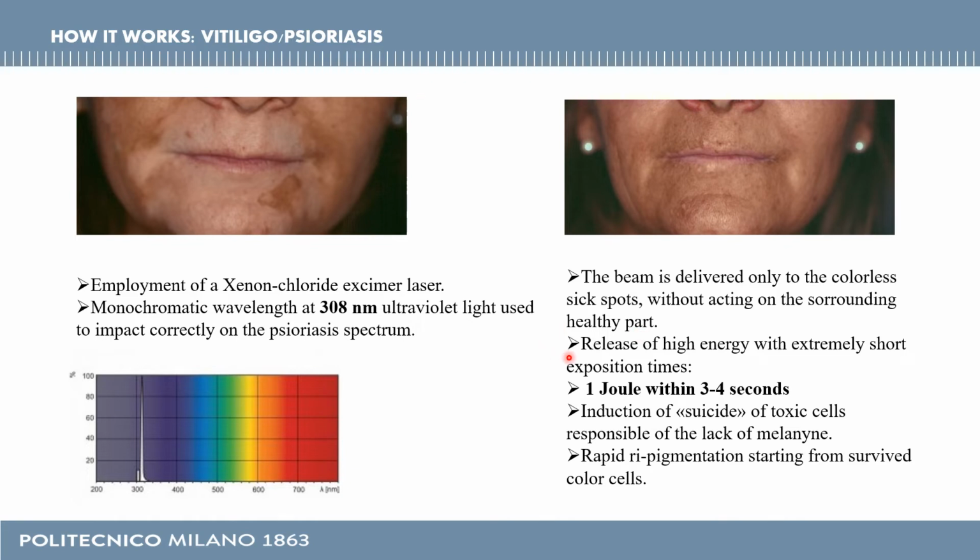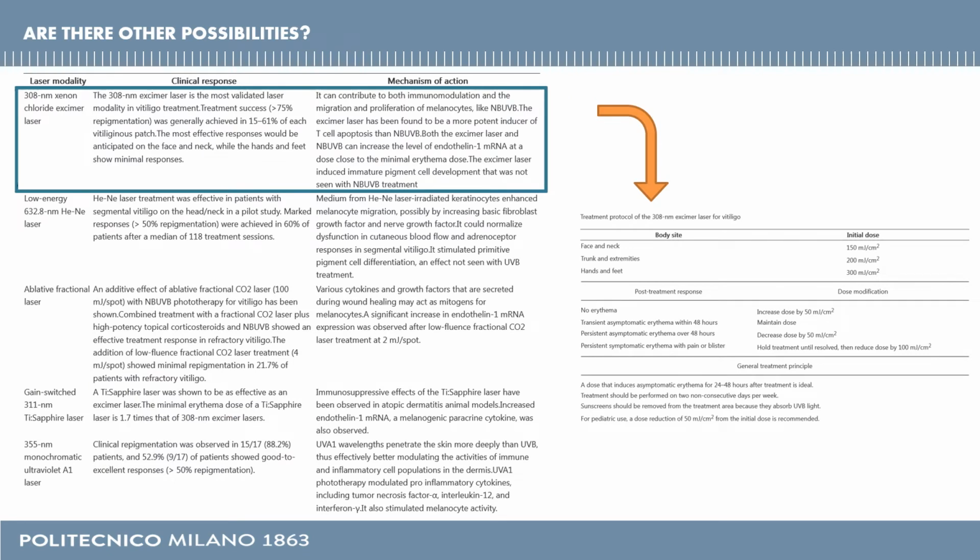Then there is the release of high energy with extremely short exposition times. We can say that we are talking about 1 joule within 3-4 seconds. And as a consequence, we have the induction of suicide or apoptosis of toxic T lymphocytes, that are the ones responsible of the melanin carence, of the lack of melanin. And then we have a rapid repigmentation starting from survived color cells. Here, I just introduced this slide to remember our focus, that is the 308 nanometer xenon chloride excimer laser.